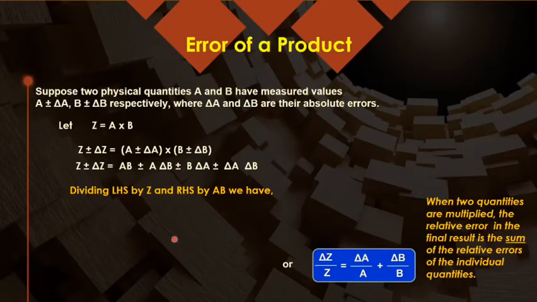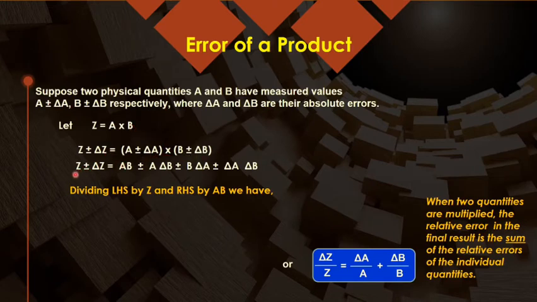Now I may have a physical quantity which depends upon the product of two quantities. Like A and B are the given quantities and Z is given by A multiplied by B. The physical quantities are A and B, the measured values we have taken, and the absolute errors are delta A and delta B. I have kept the same supposition for all the functions to make things clear in your mind. Now if you are multiplying both, you put the value of Z, you put the value of A, you put the value of B, and then you multiply.